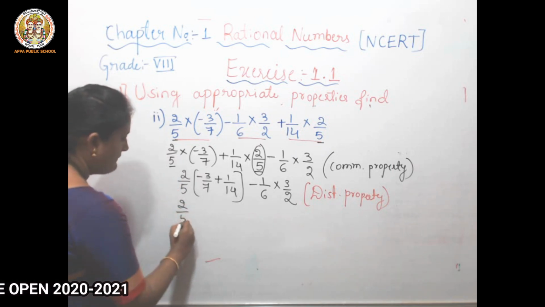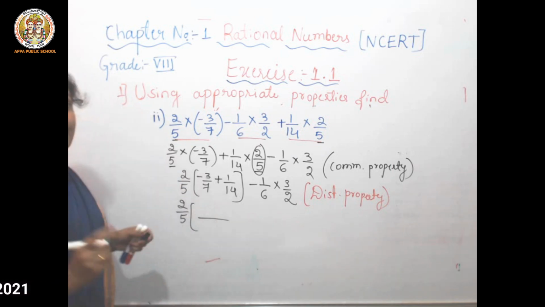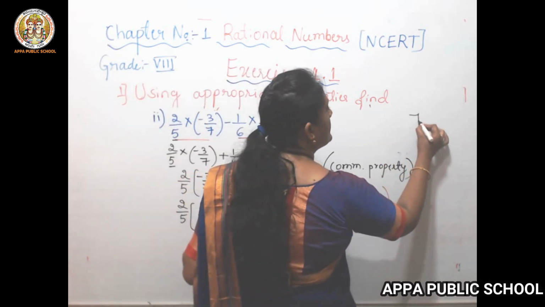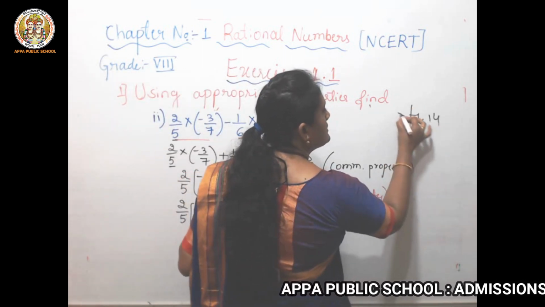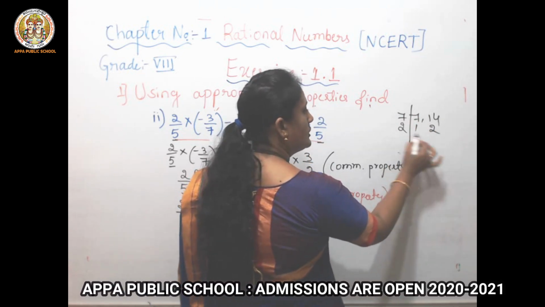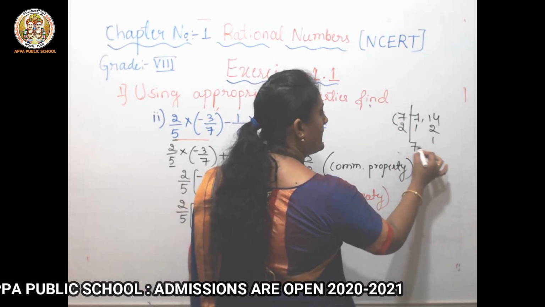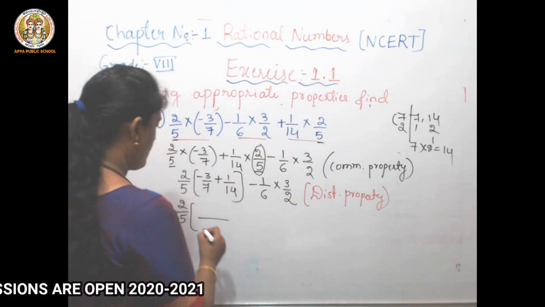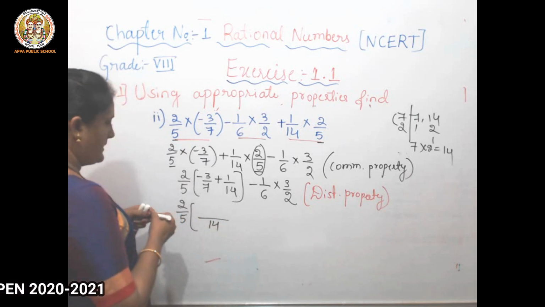It's 2 by 5 into 7 and 14. Both have different denominators, so let's take the LCM of 7 and 14. 7 1s are 7, 7 2s are 14. So what is the LCM? 14 is the LCM. Okay.